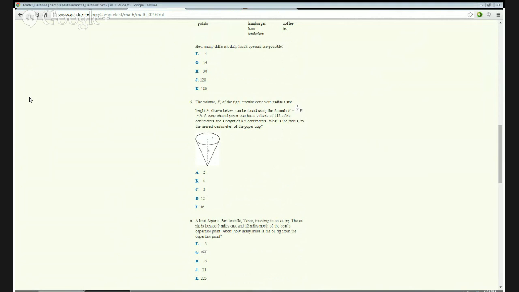Now, this is definitely one where you're going to need your calculator because you have pi there. You have to take the square root because we're finding the radius, and it tells you the radius squared. So you just want to plug in those two numbers. So you have 142 equals 1/3 pi r squared times 8.5. So once you work through that using your calculator, you end up getting a radius of 4. So all that problem is asking you to do is plug in those two numbers into the formula that they give you and solve for r. Okay?